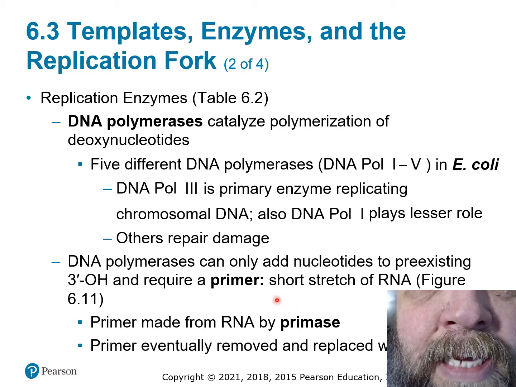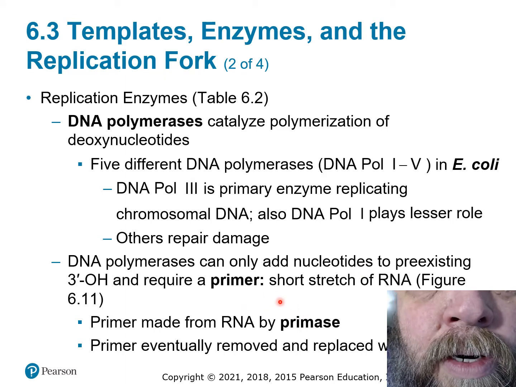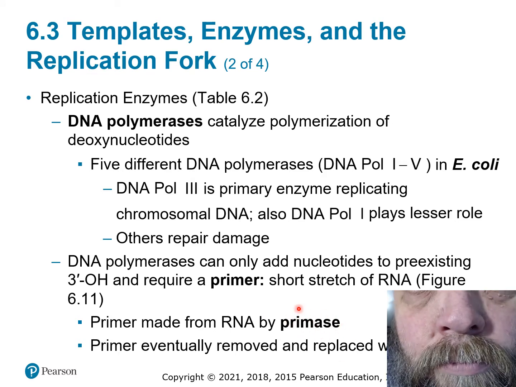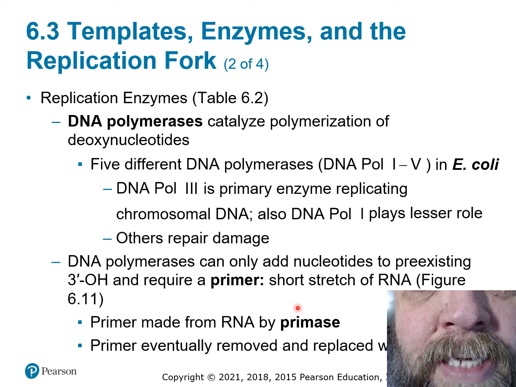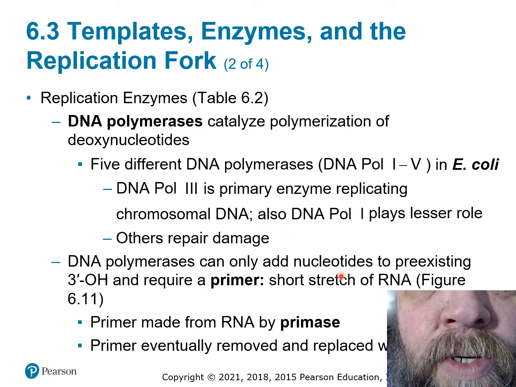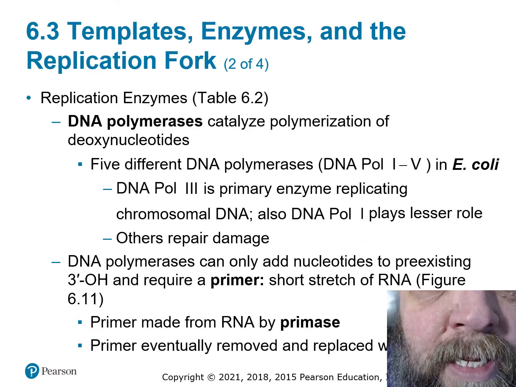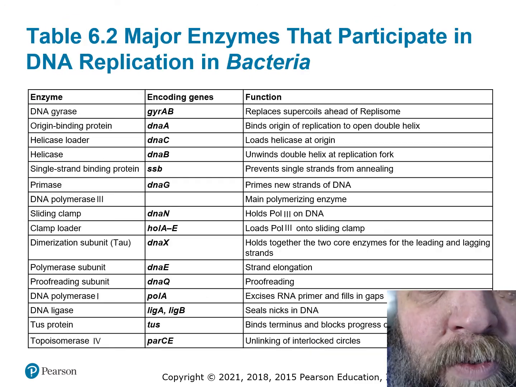The RNA is laid down, with complementary base pairing, of course, by the enzyme known as primase. Primase lays down a short little strand of RNA in the double helix, which DNA polymerase III then comes and starts building upon. DNA Pol I will come in later, remove those RNA nucleotides, and lay down DNA nucleotides, excuse me.